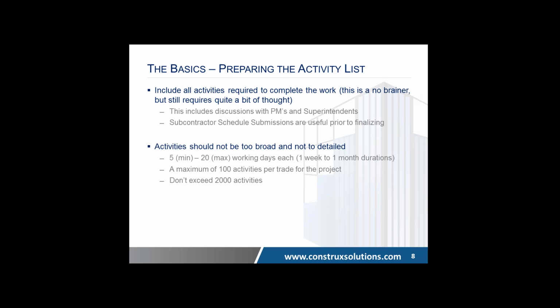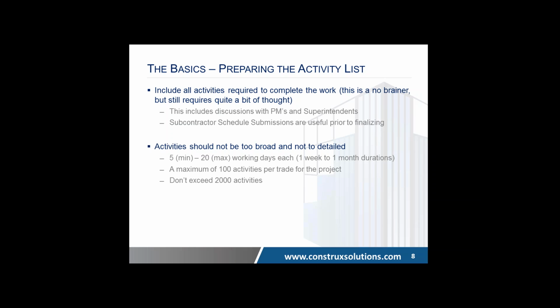One of the rules of thumb that I follow, and continue to want to follow, is you don't want to have 60-day activities and you don't want to have a bunch of one-day activities. The sweet spot is anywhere between 5 and 20 days, which basically translates to between a week and a month. I often see activities with 2-3-day durations. The more you can lump these things together, the easier the schedule is.